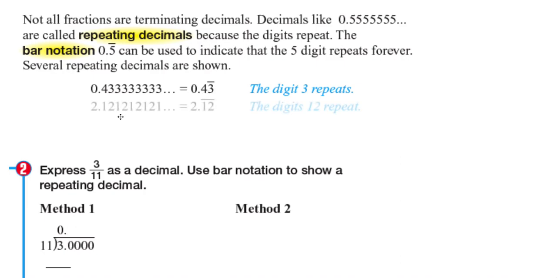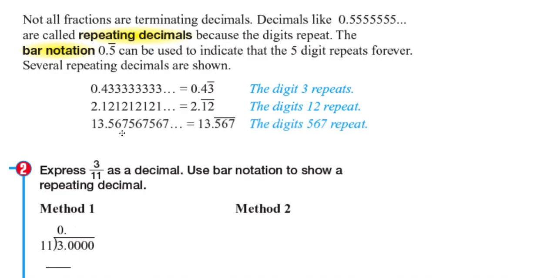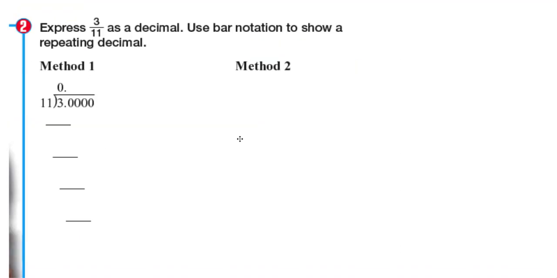0.12121212 is equal to 0.12 with a bar. Put a bar notation on the digits that repeat. And 13.567567, the repeating digits are 567, and that's the reason why the bar notation is on top of 567, because they're the ones that repeat.